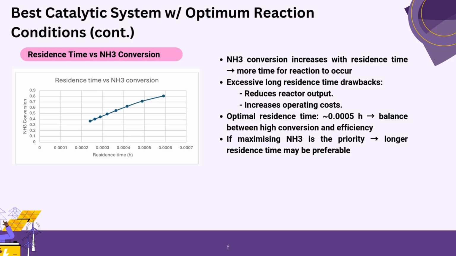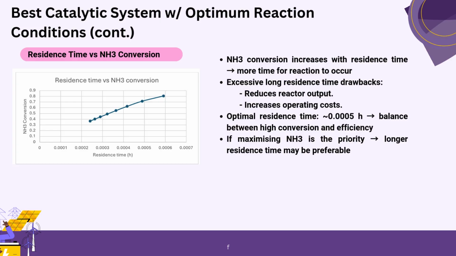Now, let's discuss the relationship between residence time and ammonia conversion. As shown in the graph, ammonia conversion increases with residence time because a longer duration allows more time for the reaction to occur. However, excessively long residence times have drawbacks. They reduce the reactor's output and increase operating costs, making the process less efficient.